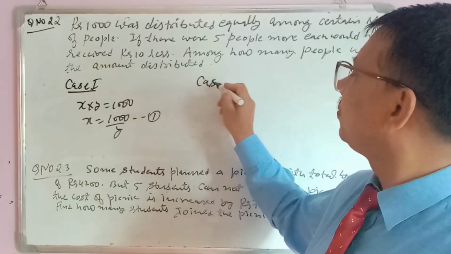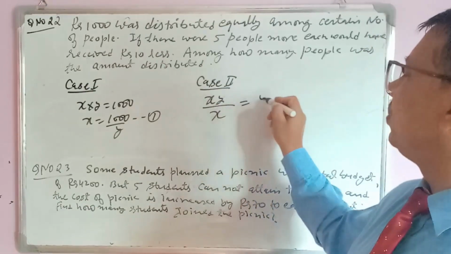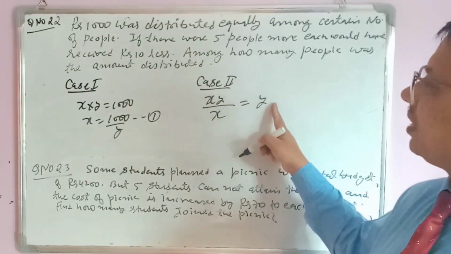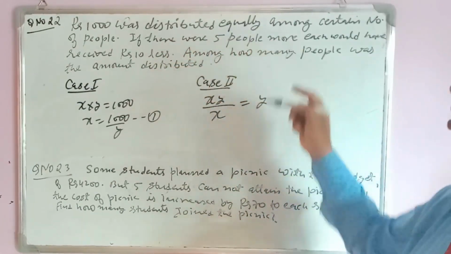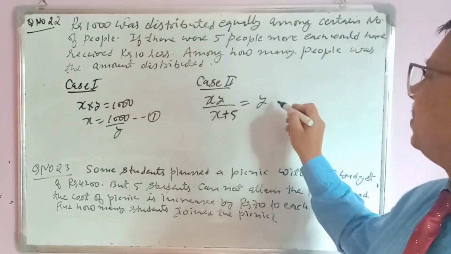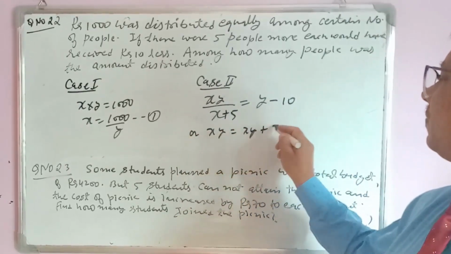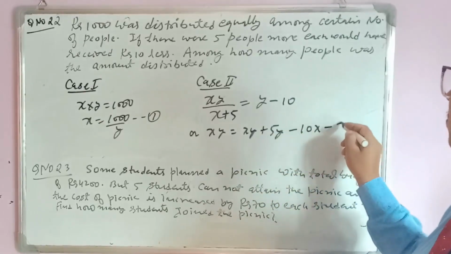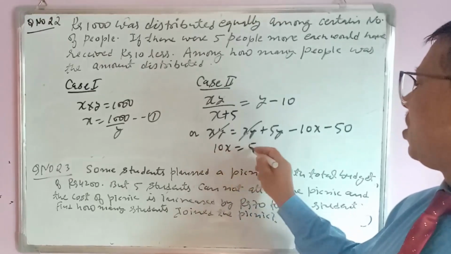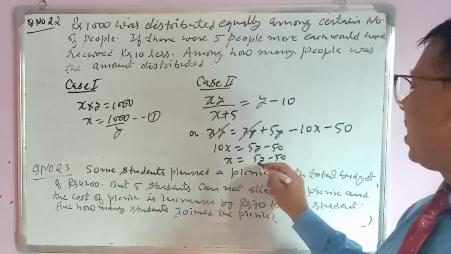Case 2, same as before: xy money is needed for x people, and each person gets rupees y. Now here, if there were 5 people more, meaning plus 5, each would have received rupees 10 less, meaning minus 10. Cross multiply: xy equals xy plus 5y minus 10x minus 50. xy you can cancel, so 10x equals 5y minus 50, x equals (5y minus 50) by 10, equation 2.